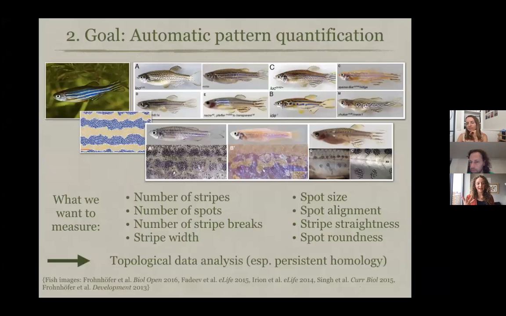So if you look at zebrafish patterns for a while, what this ends up boiling down to is our wish list is that we would like to be able to, without looking at patterns, automatically identify the number of stripes that are present in an image. We want to be able to identify the number of spots, the stripe width. Like I said, we want to look at stripe curvature. We might also want to be able to get our hands on if the spots are aligned, and if the spots are circular or kind of elongated. And so our approach for this is based in topological data analysis and specifically persistent homology.